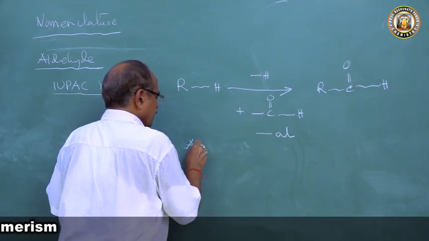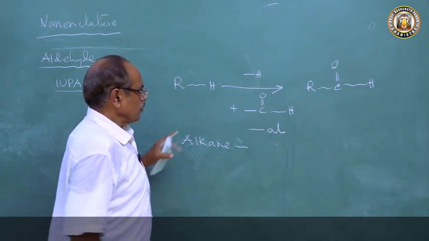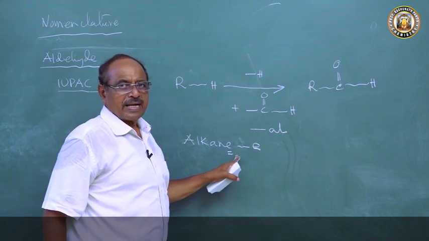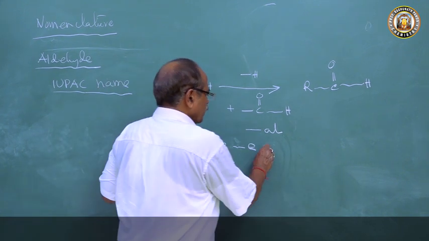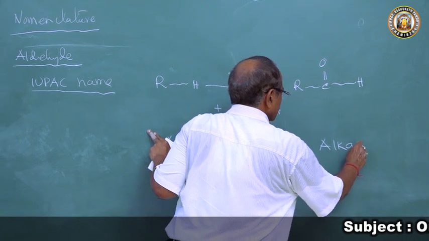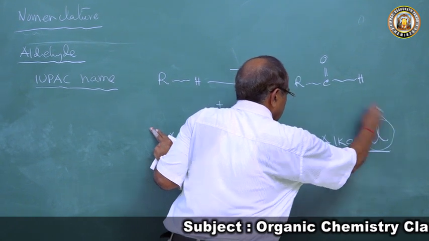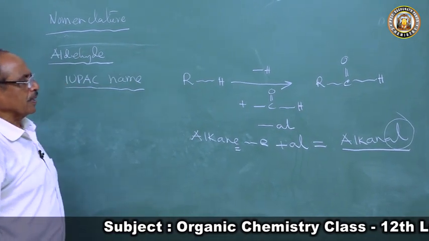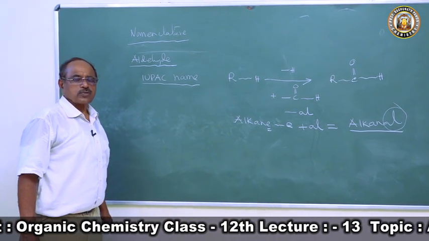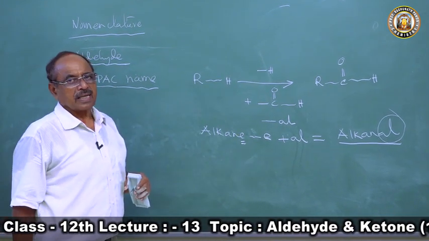So this comes as RCOH. This is an alkane, and from the alkane we are removing hydrogen. In nomenclature, when we remove hydrogen, it is minus E, and we have included the aldehyde group, so alkanal. Al stands for aldehyde, OL stands for alcohol. The aldehydes have the general molecular formula CnH2n+1 CHO or CnH2nO, and the IUPAC name is alkanal.